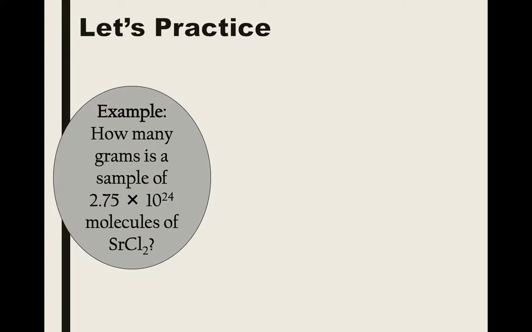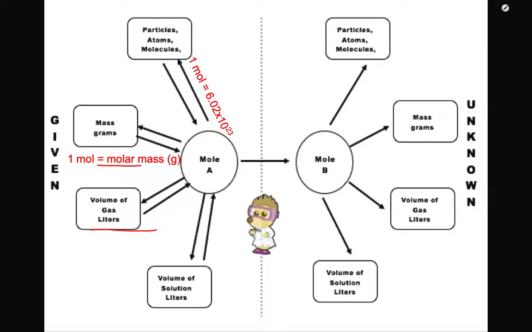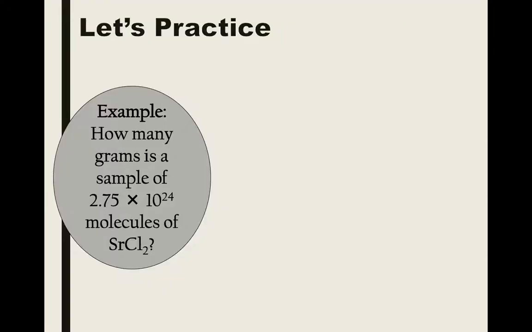Now let's try a different sort of problem. So here we're going to start with molecules and we're going to go all the way to grams. This one is a little bit different because we're going around. So we're actually going to start here, go to moles, and then once we're in moles, we're going to go to the mass. So we're going to just combine these equivalencies into one problem, but our process is still exactly the same.